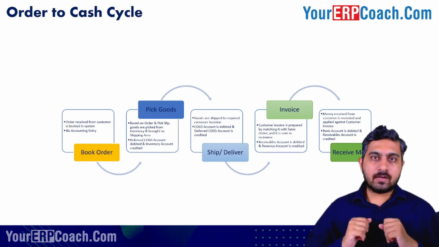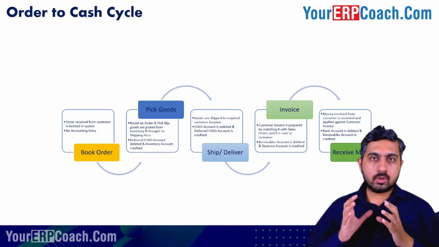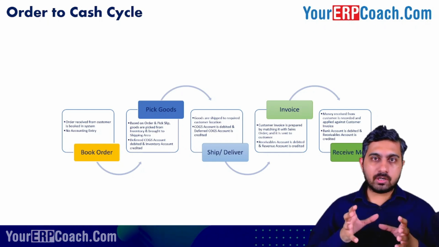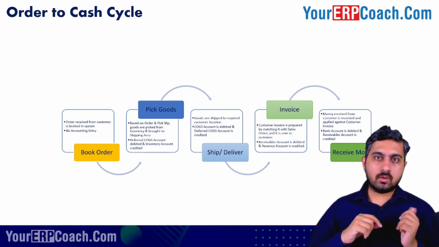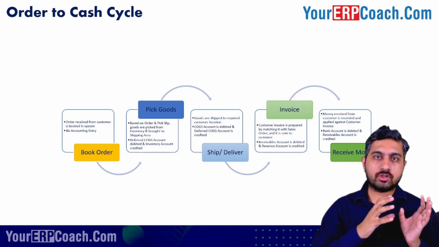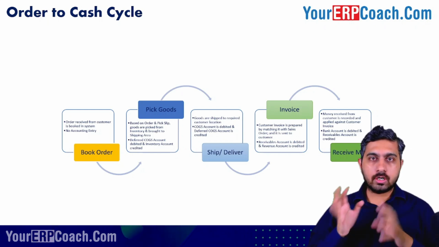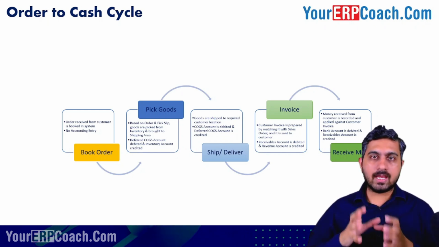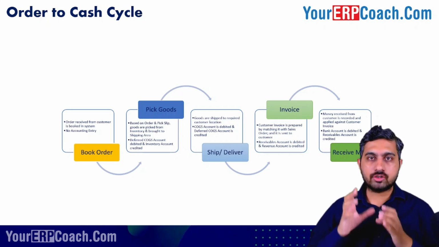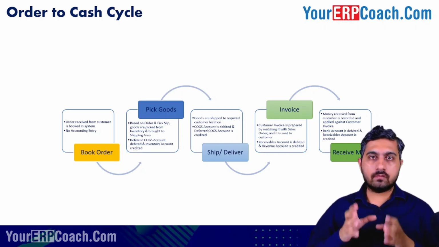The next process that we are going to see is the order to cash cycle. Now, similar to the P2P cycle, which revolves around the AP or the accounts payable functional area, the O2C or the order to cash cycle revolves around the AR or the accounts receivable functional area. So the order to cash cycle begins with booking of the sales order.